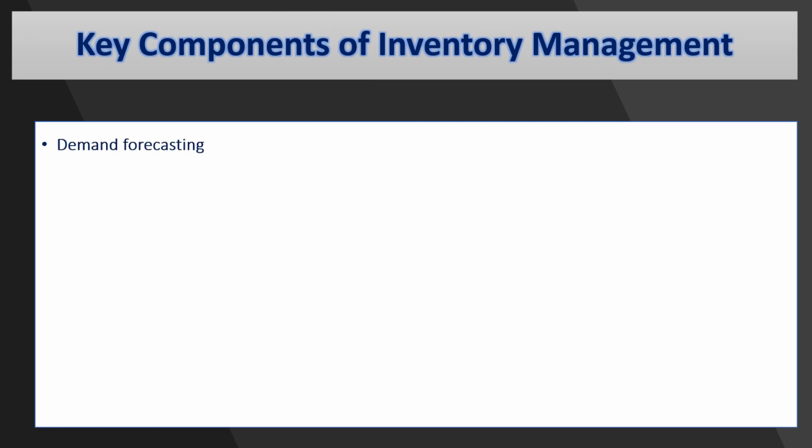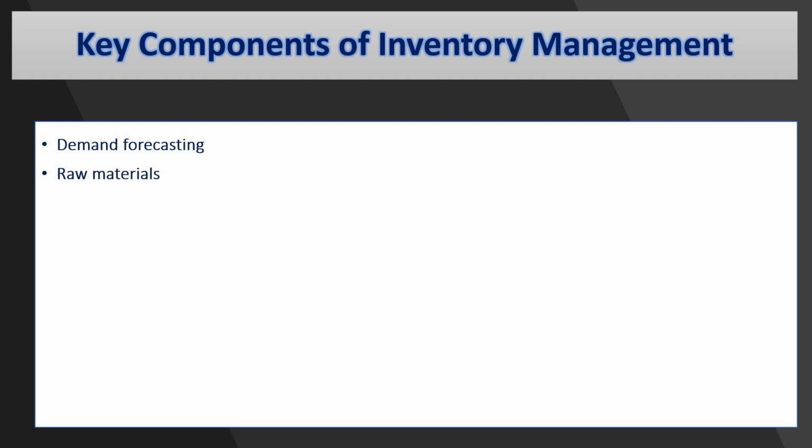Demand forecasting. Accurate demand forecasting is the foundation of effective inventory management. It involves predicting the future demand for products based on historical data, market trends, and other relevant factors. The better the forecasting, the more efficiently an organization can manage its inventory.